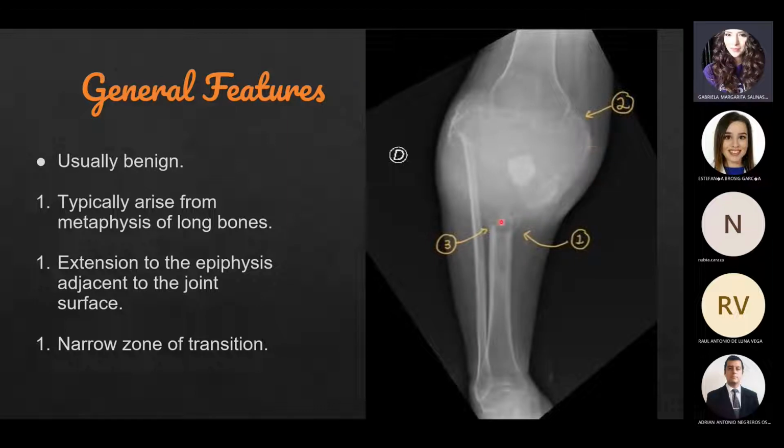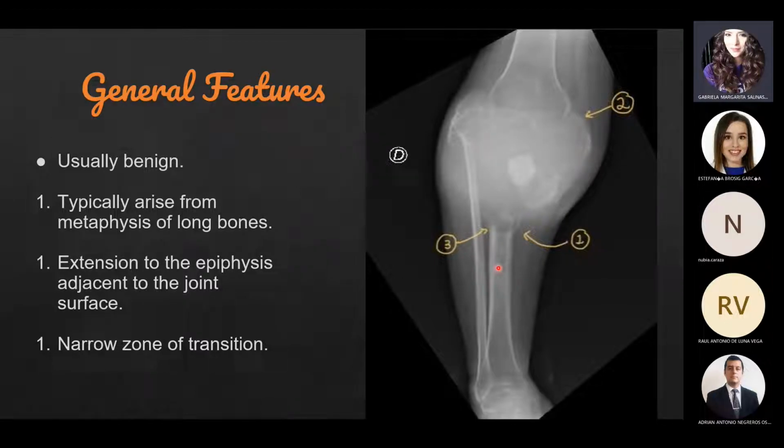It is really important to remember that the zone of transition is the outer margin of the lesion that represents the change from pathologic to normal bone. So here we can see a really narrow zone of transition; if we have a wide zone of transition, it is probably a more aggressive lesion. So the giant cell tumor is commonly benign and it has a narrow zone of transition.